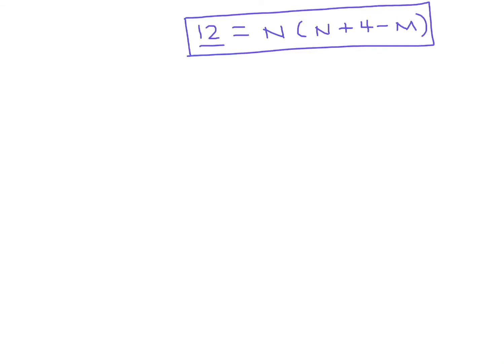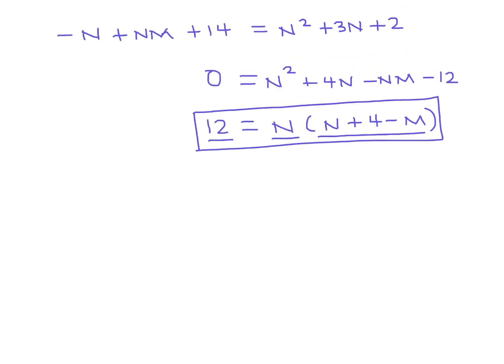Well, 12 is what this all equals, and therefore n has to divide 12, right? Something times something is equal to 12. So 12 divided by n must be an integer, because what is n? n represents the number of integers, and m represents their mean.